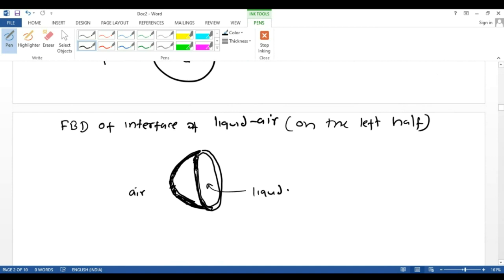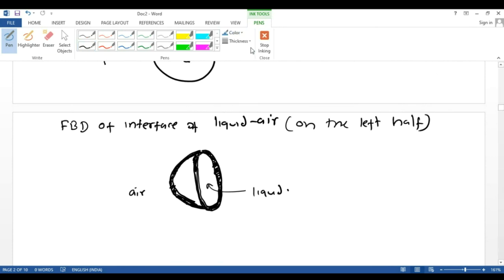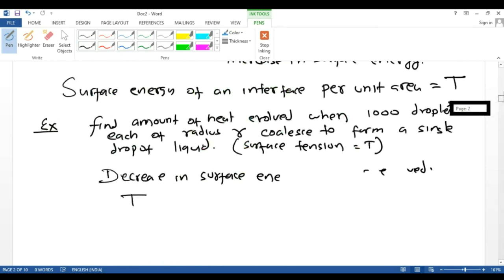So we have basically a spherical, not even a cell, half cell of thickness around 8 to 10 nanometers in our system, and we are drawing the FBD, right? First thing to note would be that from outside, effectively the net force of the air is P1. I have assumed the outside pressure to be P1.